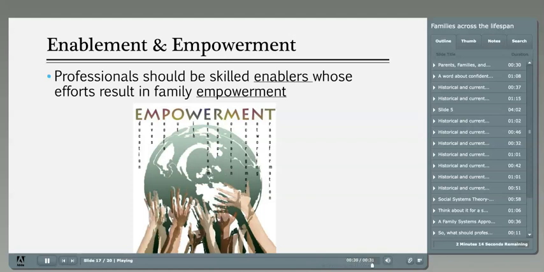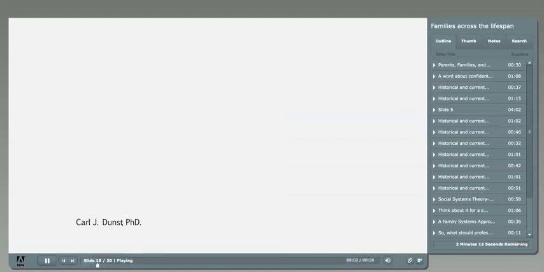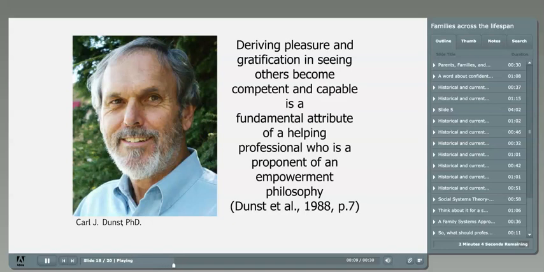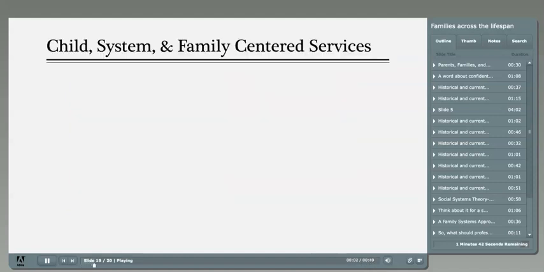Professionals should be enablers. To quote Carl Dunst, who is one of the early proponents of enablement and empowerment, deriving pleasure and gratification in seeing others become competent and capable is a fundamental attribute of a helping professional who is a proponent of an empowerment philosophy. The key implication of an enablement and empowerment approach is that services and supports should be family-centered versus child-centered or system-centered.